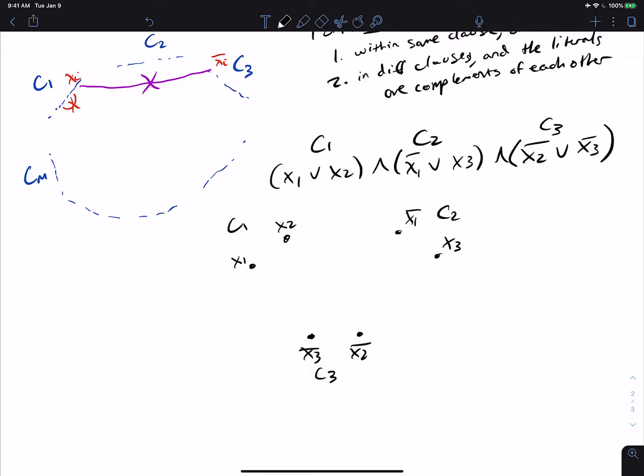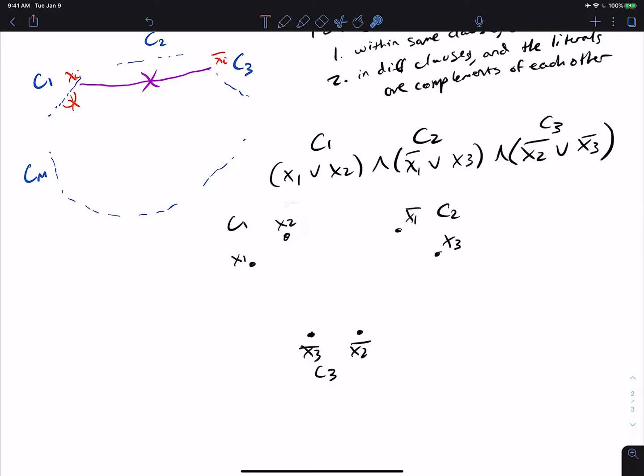So let's focus on this x2 right here. Well, it can marry up with the x1 bar. They're in different clauses, and they're not complements of each other. It can marry up with the x3. It can't marry up with the x2 down here because although they're in different clauses, they are complements of each other. So we're not going to connect those up. Then we can connect those two up. We're not going to connect x2 with x1 because they're in the same clause.